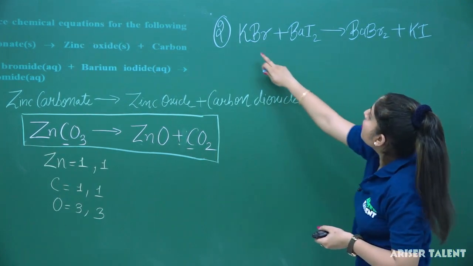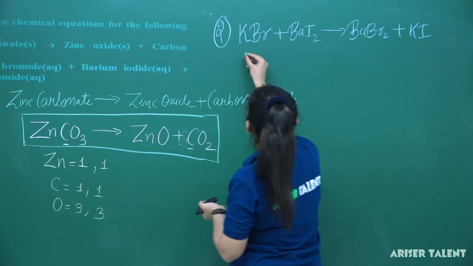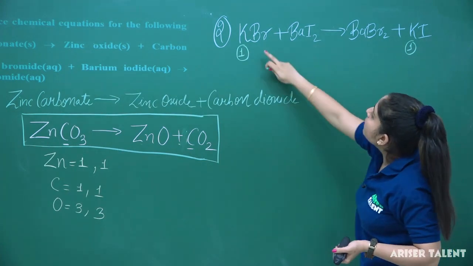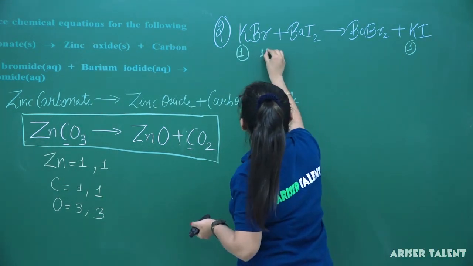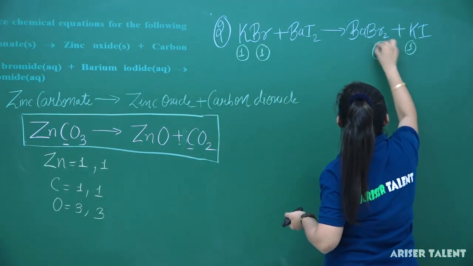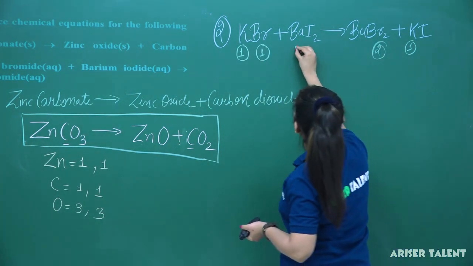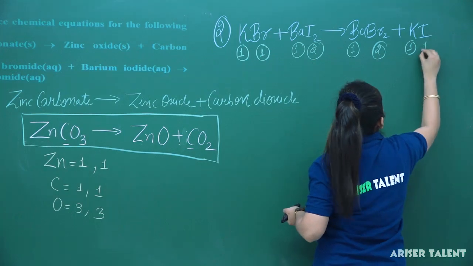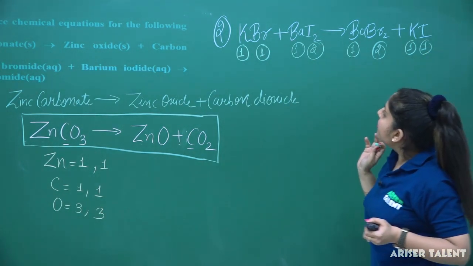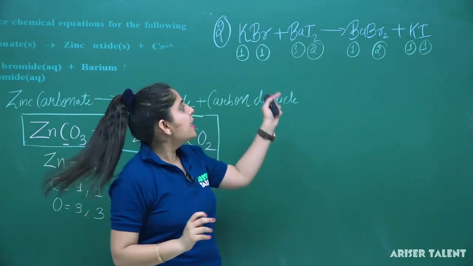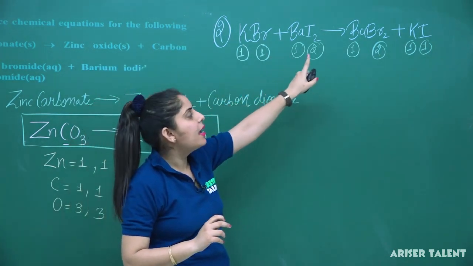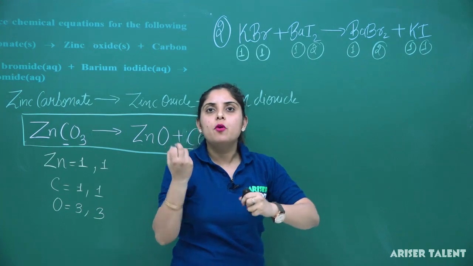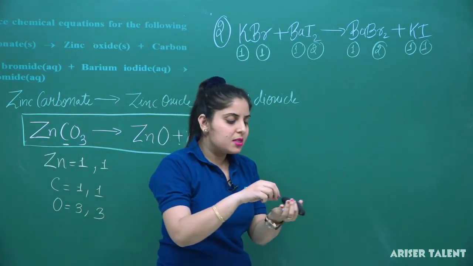Now balancing the equation, we have K equal to 1 in the reactant side, and again K, 1 in the product side. Now comparing bromine, here bromine is 1, here bromine atoms are 2, here barium is 1, here barium is also 1, iodine is 2 and iodine here is 1. This equation is not balanced because the barium and iodine ions are not balanced. So we will balance the equation by putting some coefficients to calculate the total number of atoms.